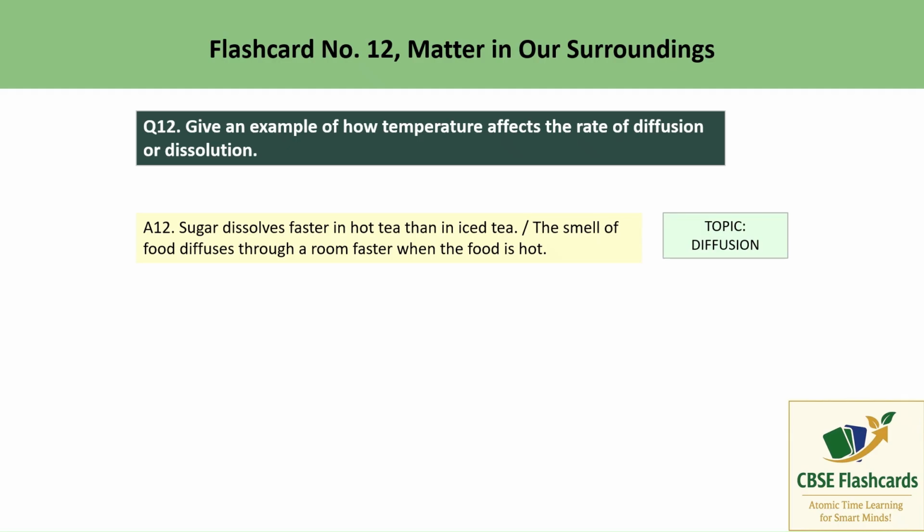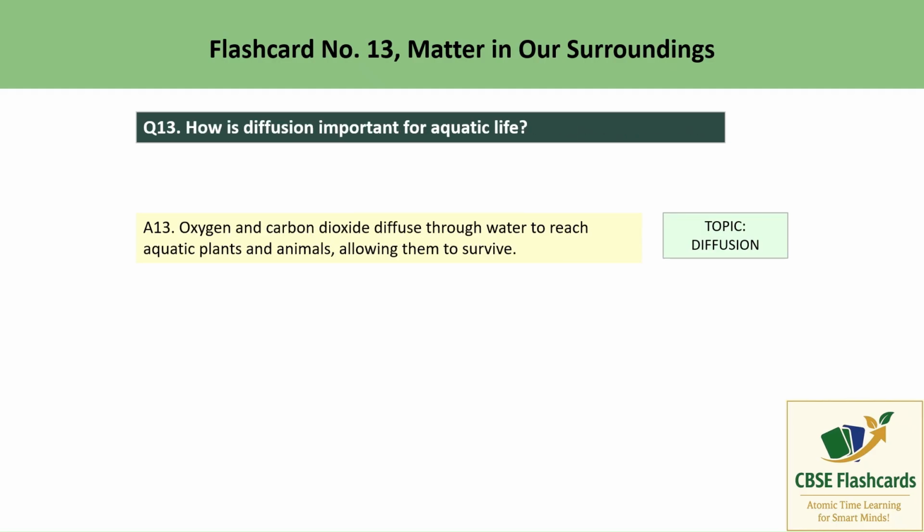Why is diffusion important? How is diffusion important for aquatic life? Oxygen and carbon dioxide diffuse through water to reach aquatic plants and animals, allowing them to survive. Now let's see force of attraction between particles of matter.